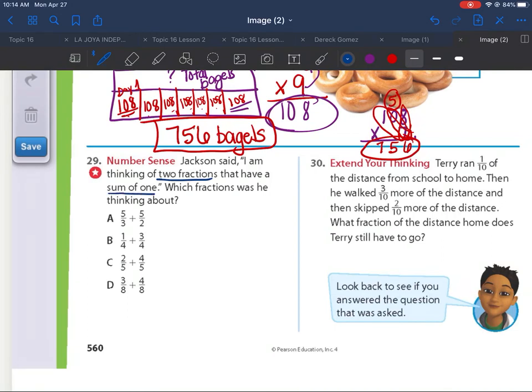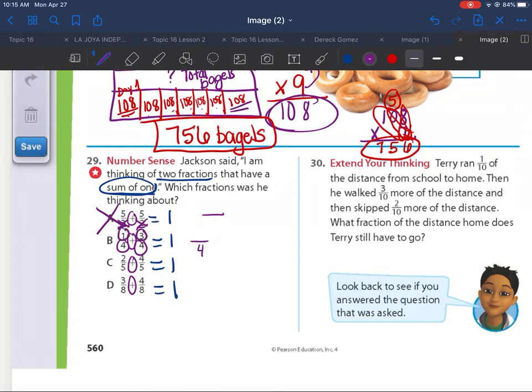Number 29, Jackson said, I am thinking of 2 fractions that have a sum of 1. Which fractions was he thinking about? So I'm looking for sum, which means to add. Which one gives me 1? I'm going to start with letter A. 3 plus 2. First of all, the denominators are not the same. I cannot even add them.